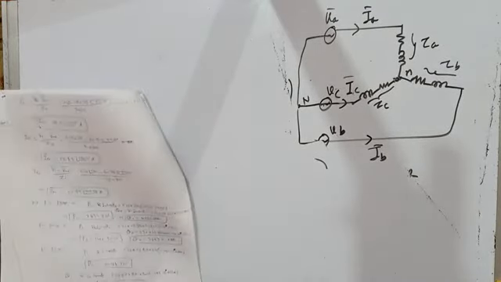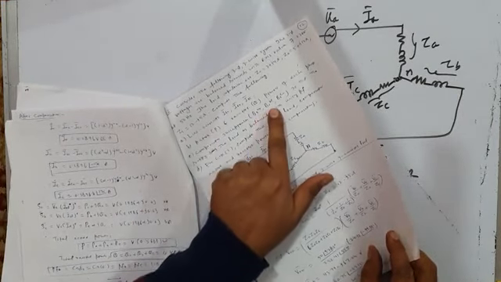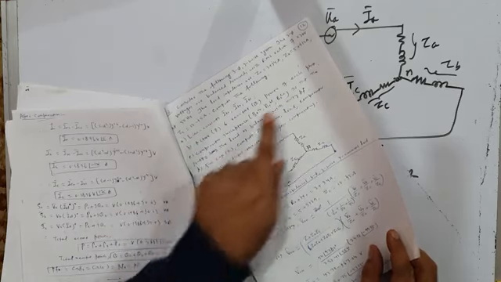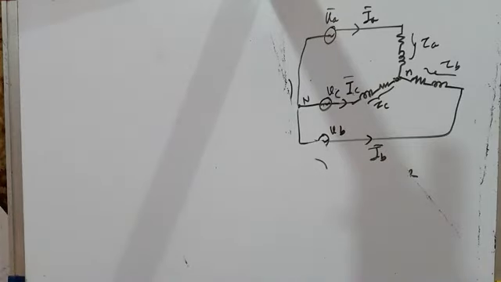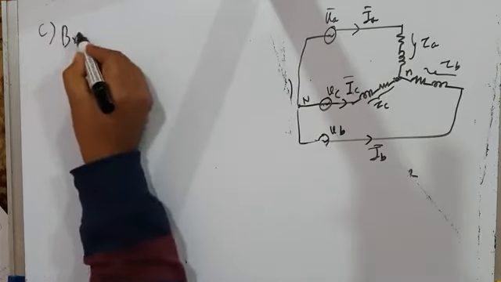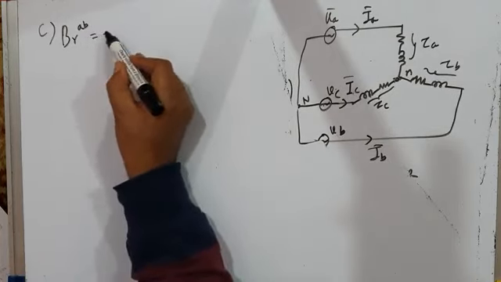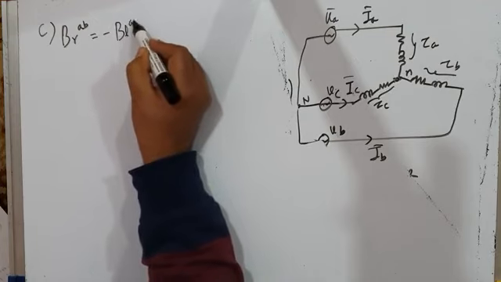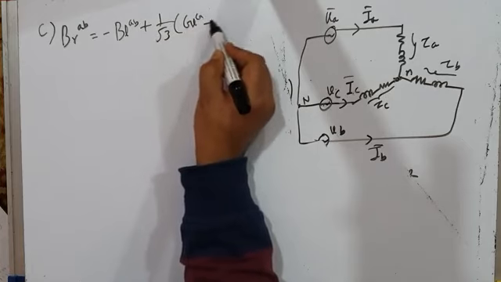What is given in the problem? Part B is done, and in part C we need compensator susceptances B gamma AB, B gamma BC, B gamma CA, so that the supply sees the load as balanced with unity power factor. Now you have to find B gamma AB, B gamma BC and B gamma CA. We already know that B gamma AB, the compensator AB branch susceptance, is given by minus BLAB plus 1 by root 3 times GLCA minus GLBC.